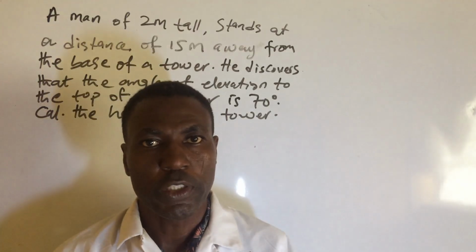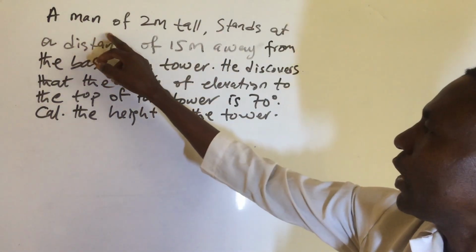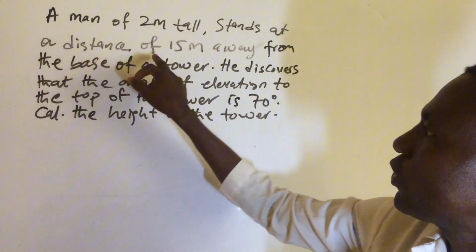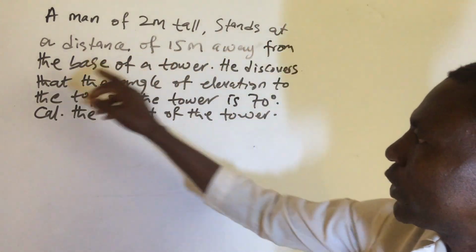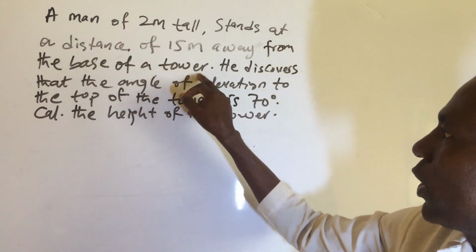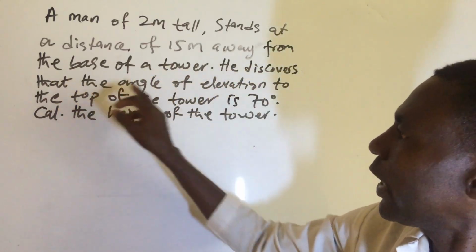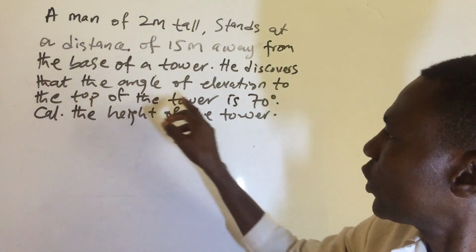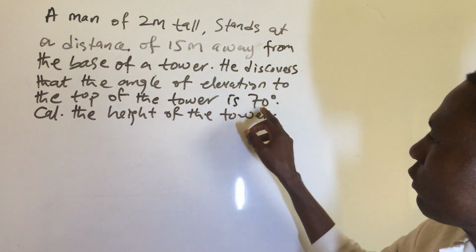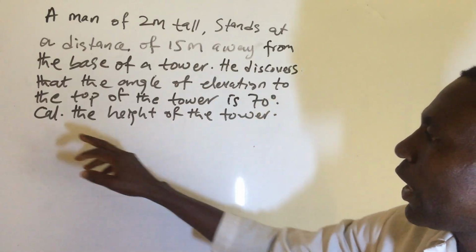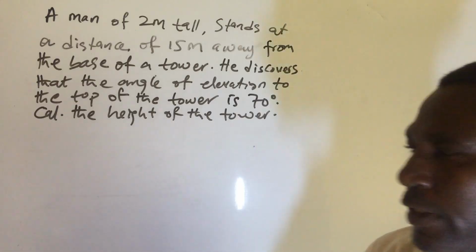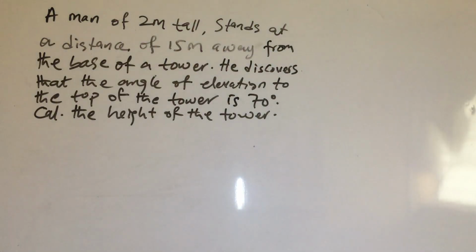The question on board says, a man of 2 meters tall stands at a distance of 15 meters away from the base of a tower. He discovers that the angle of elevation to the top of the tower is 70 degrees. Calculate the height of the tower, all right? Now, let's continue immediately without wasting time.